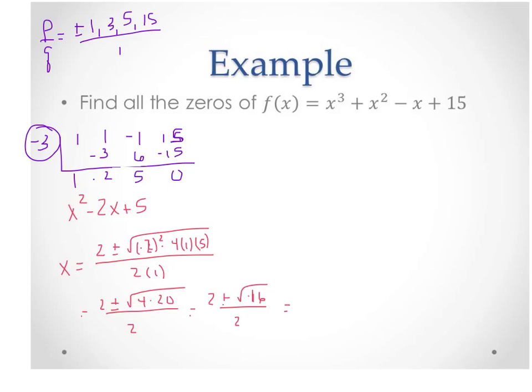That's a 16. So 2 plus or minus 4i over 2, which is going to be 1 plus or minus 2i. So there's 2 solutions, and our other one was -3 for all 3 zeros there.